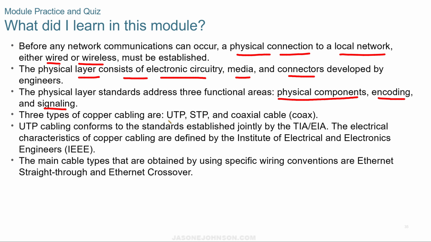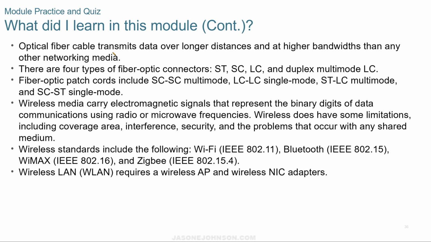There are three different types of copper cabling: UTP, STP, and coax. UTP cabling is the cheapest. It's governed by the TIA/EIA and by the IEEE. The main types of cables obtained by using specific wiring are Ethernet straight-through and Ethernet crossover. We learned that optical fiber cable transmits data over long distances, that there are four types of fiber optic connectors, and that the fiber optic patch cords include multi-mode and single-mode.